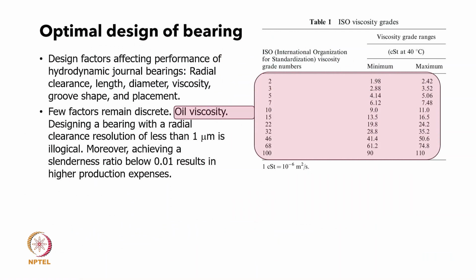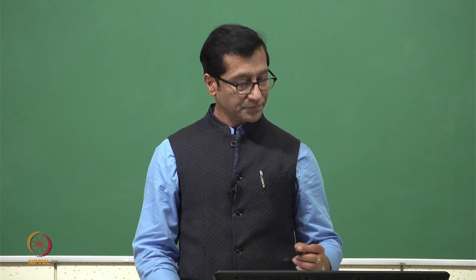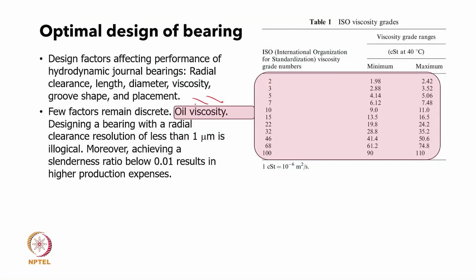Now first, the discrete variable. We say the oil viscosity is discrete, it's not continuous. You look at this one, ISO standard, ISO 2, viscosity minimum value is 1.98 and maximum value 2.42. But after that we don't have continuation.